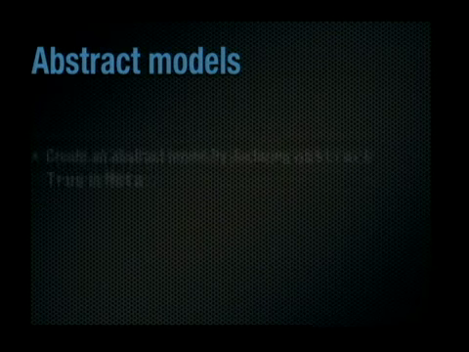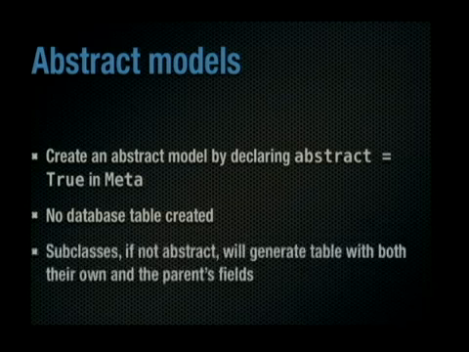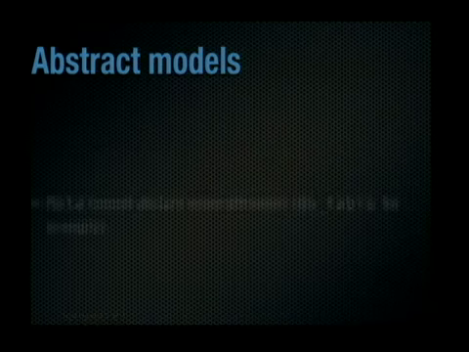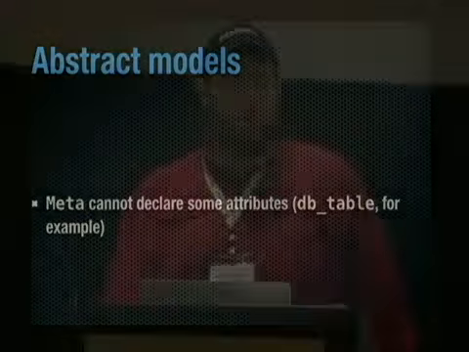So abstract models, basically you declare abstract equals true on your model class. Does not ever create a database table for that model. Subclasses of it, if they are not abstract, will generate a table with both their own fields and any fields they inherited from the abstract model. Subclasses of an abstract model can also subclass and override the meta declarations of the parent. There are some restrictions. You cannot declare DB table or any other type of database specific declarations in meta because we're not going to create a table.